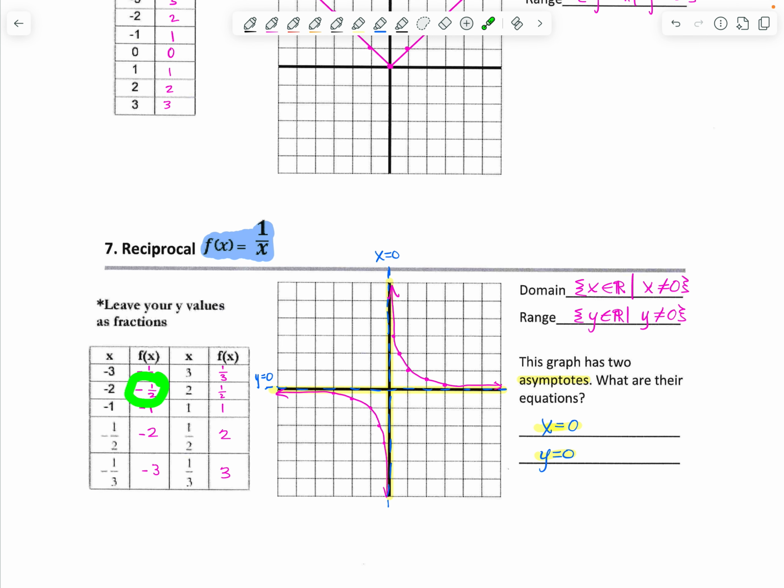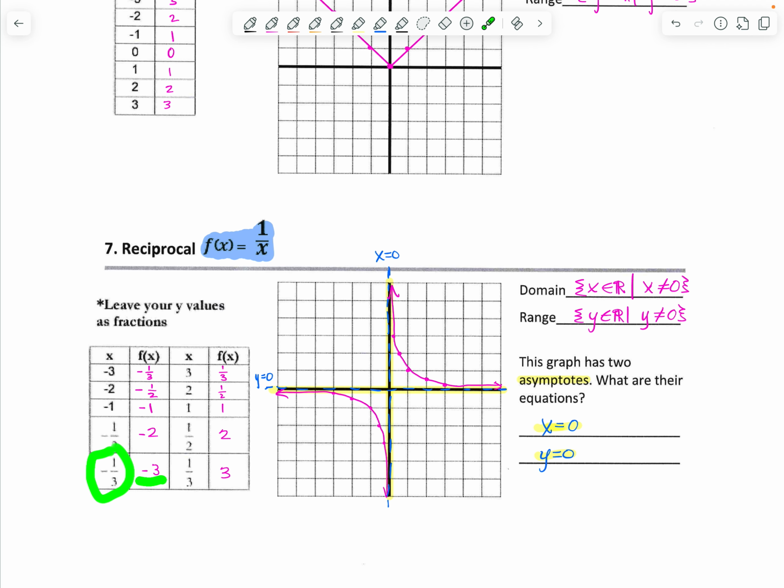As we can see, as my number is getting closer to 0, the value is getting larger. The size is getting larger because I'm dividing by smaller and smaller numbers. My output is getting bigger. You can see that here. So here, when I have a -1/2, 1 divided by -1/2 is going to be -2. 1 divided by an input of -1 over 3 is going to be -3.